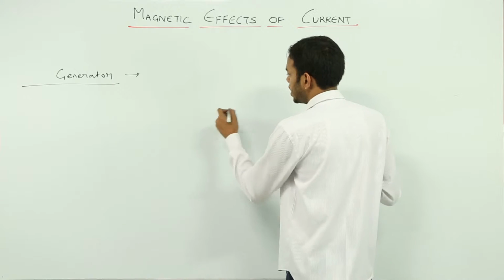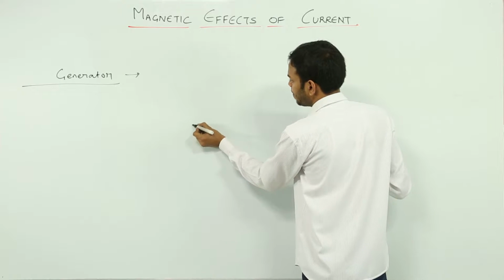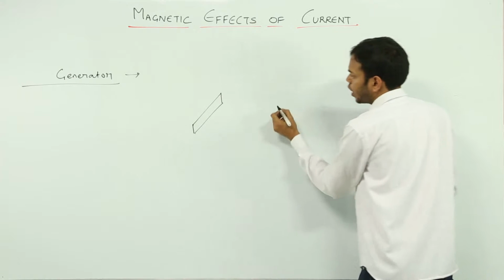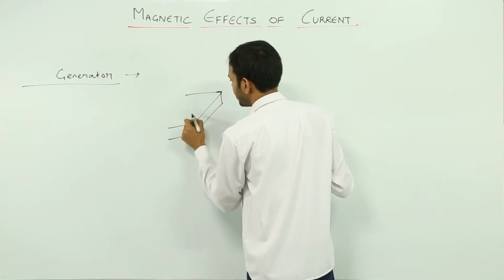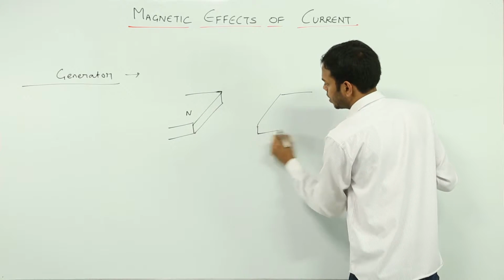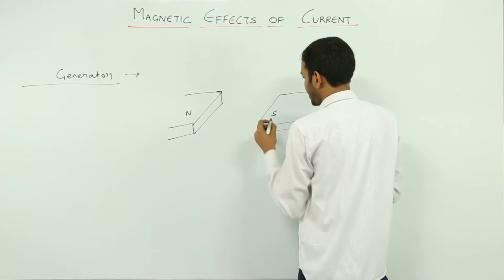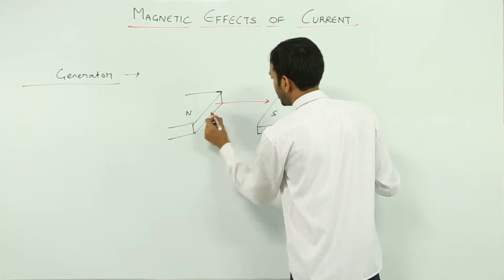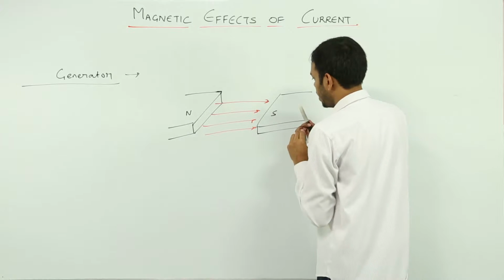So what is a generator? A generator is a device which produces electricity. So suppose we have a magnetic field. I am drawing the bar magnets. This is my bar magnet. This is the north pole, and similarly I have a south pole here. Between these magnets is my loop, because magnetic lines of force are from north to south. This is the magnetic line of force.